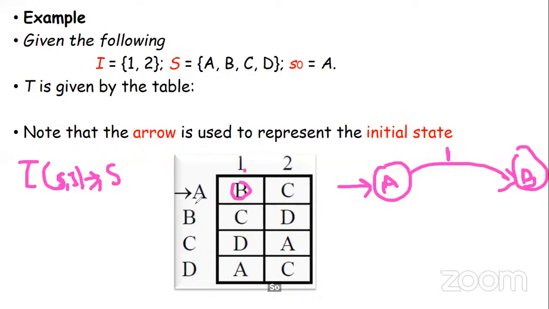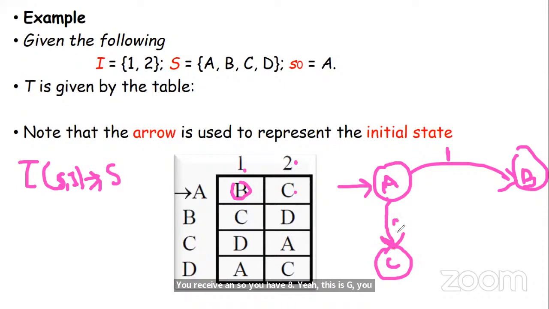Now there's another scheme. Say you are still at A. You receive an input of 2. It says you should go to C. So that means you create another point called C. So you are at A, initial state. You receive an input of 2. You move to state C. So you are at A, here, this is A. You receive an input of 2. Then you move to C.